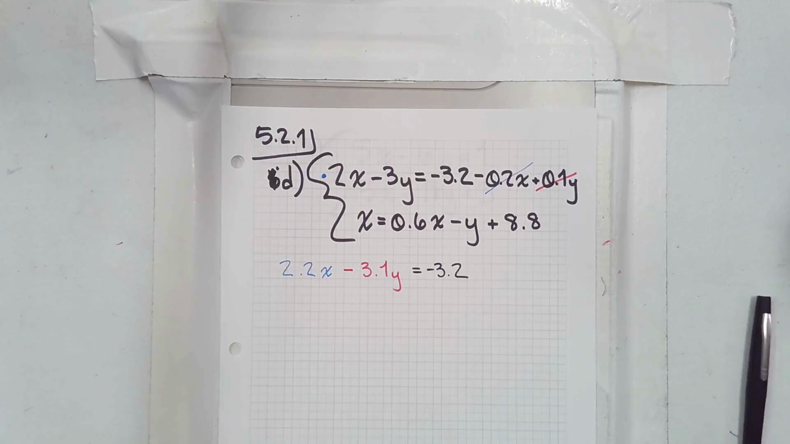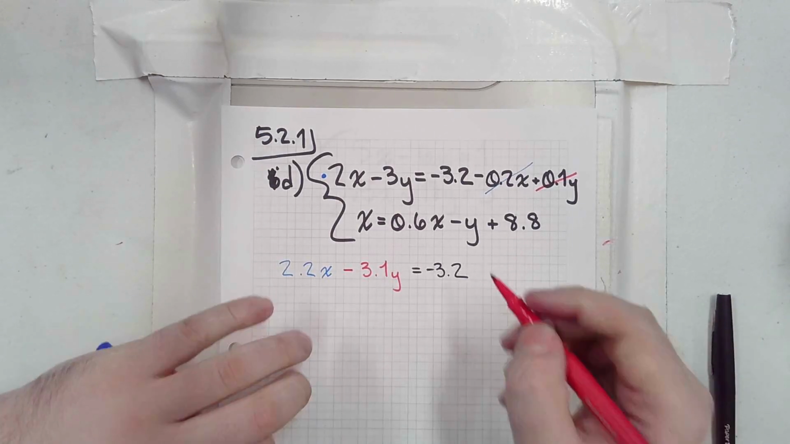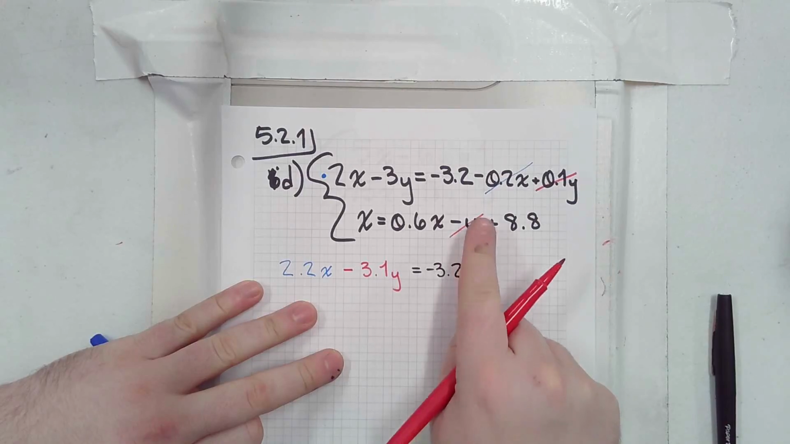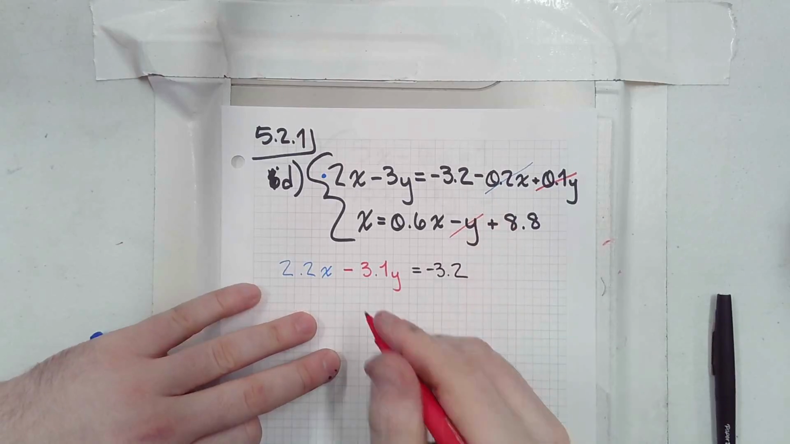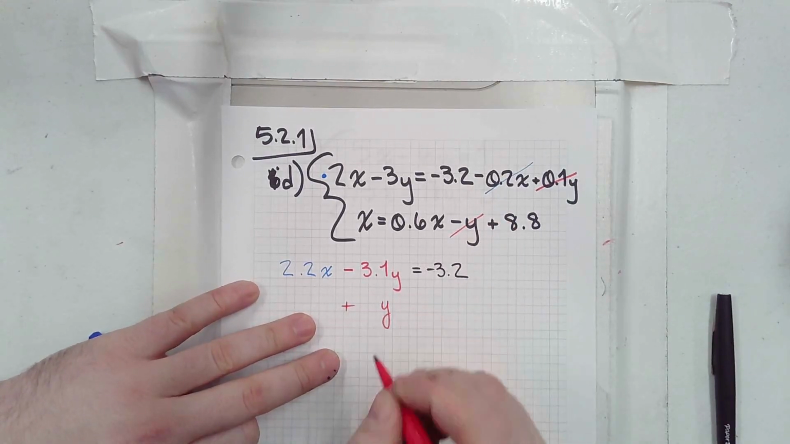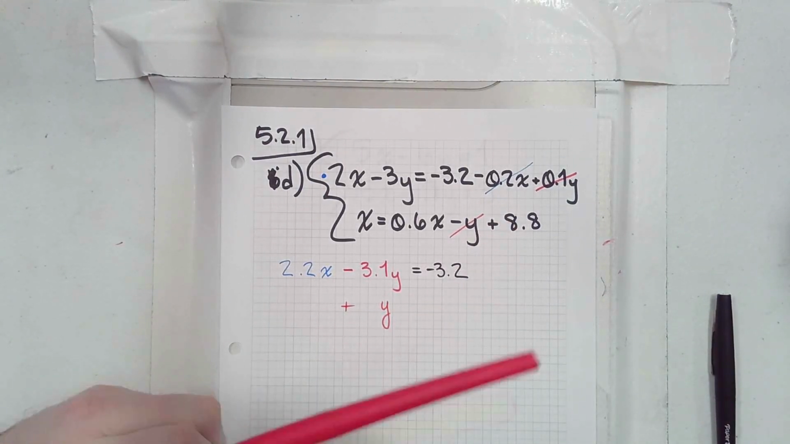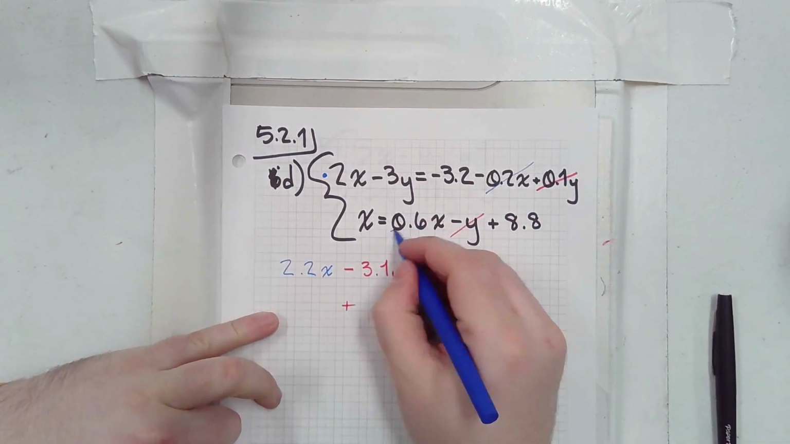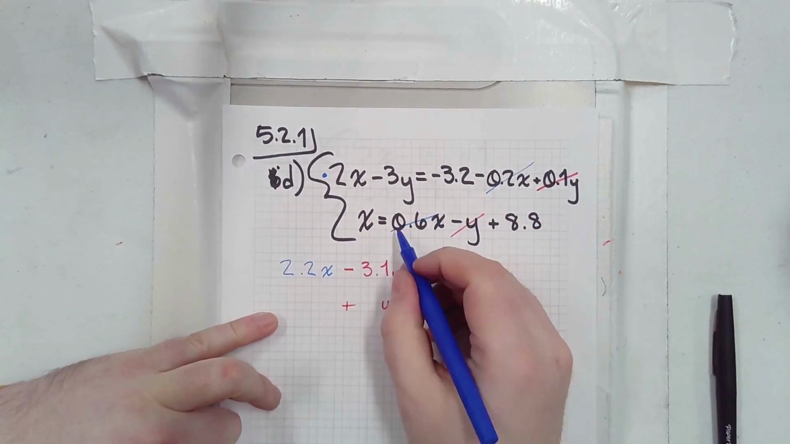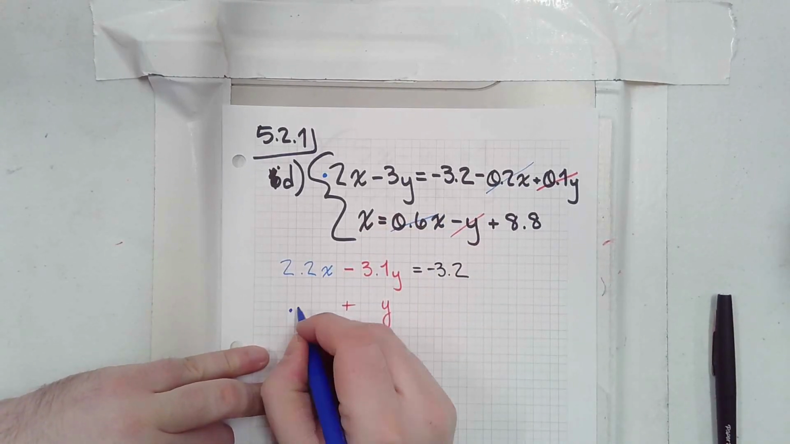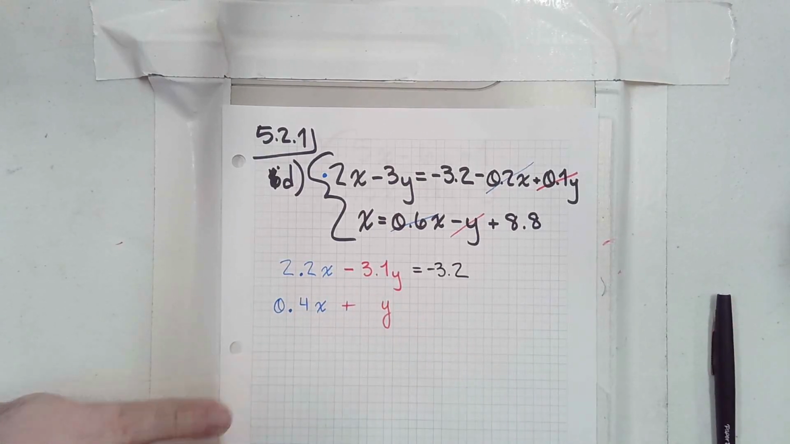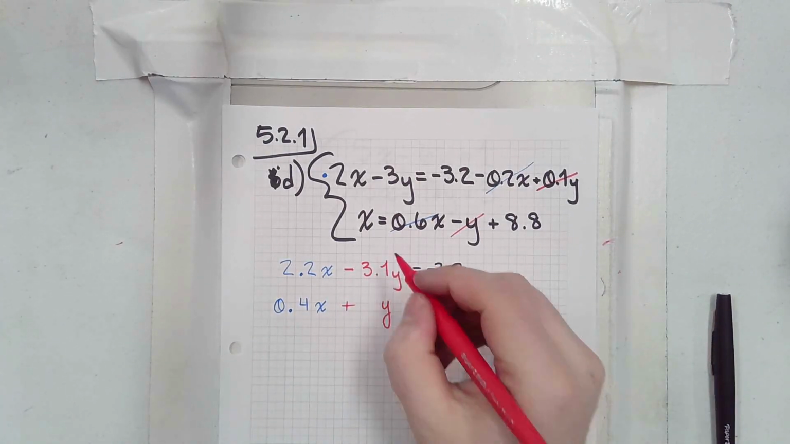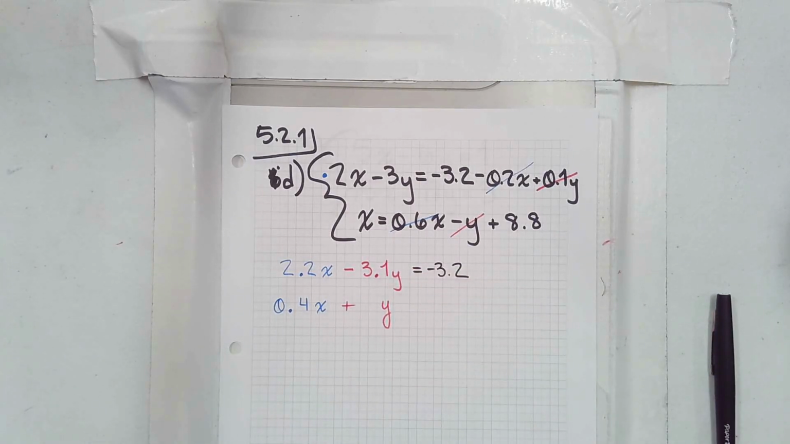Now, if I add y to both sides for this bottom equation, then I'll get rid of this, right? I'll make it 0. Adding y to negative y makes 0. So I've got a positive y on this side now. And if I subtract 0.6x from this and that, that'll go away, and I'll get 0.4 x's. Make sure I don't lose those decimal points.